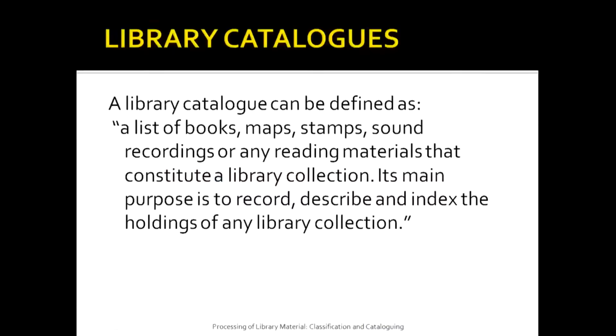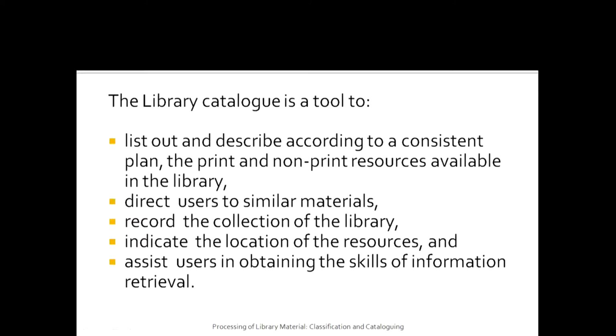Now, let us define a library catalog. A library catalog can be defined as a list of books, maps, stamps, sound recordings or any other reading material that can constitute part of a library collection. Its main purpose is to record, describe and index the holdings of any library collection. The library catalog therefore is a tool that will list out and describe, according to a consistent plan, the print and non-print resources available in the library.